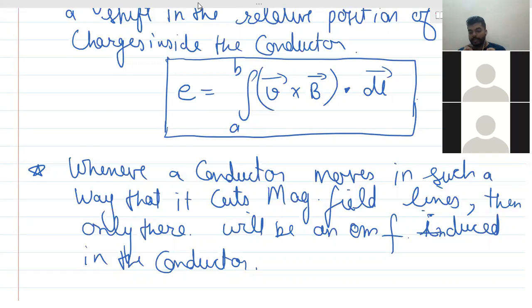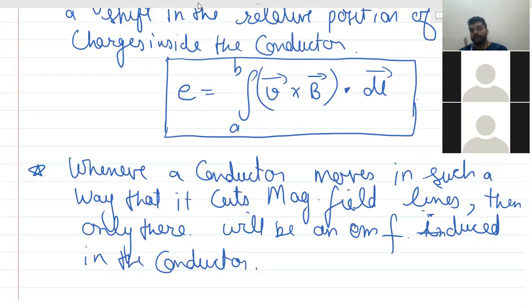Can you imagine the whole thing in front of you? Suppose the magnetic field line is going like this and your conductor is like this. Okay? And now this conductor is moving like this. So can you see the magnetic field lines getting cut? Yes or no? Whenever this happens, only then will there be an EMF induced.